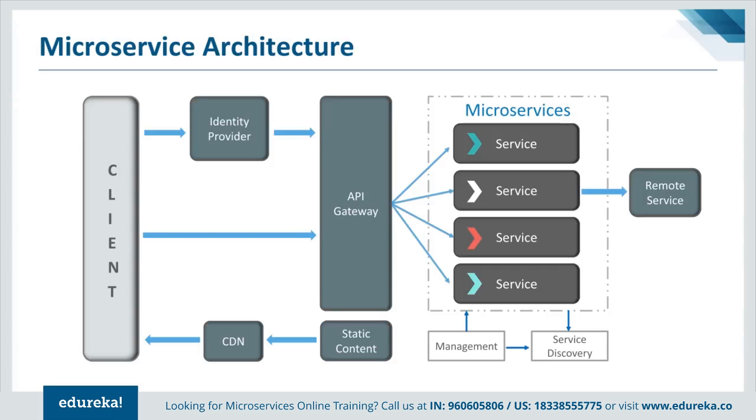Now, the API gateway might aggregate the responses from several services and return the aggregated response. Now, it might be possible, right? A client requests data from multiple services. So at that time, it will aggregate the results from various services and will return the aggregated response, right? So I hope I am clear with the architecture.